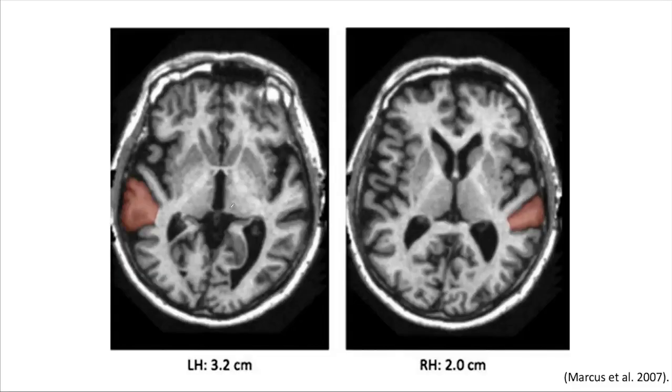Okay, this one is the planum temporale. Okay, this one is planum temporale. And it's quite interesting that the planum temporale on the left side is almost always larger than the planum temporale on the right side.